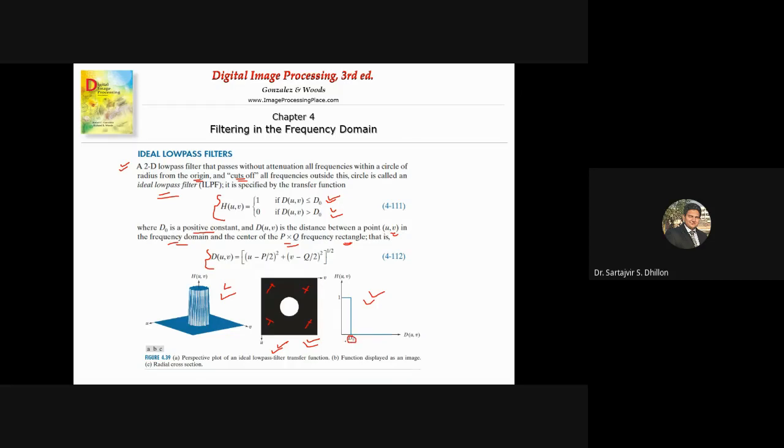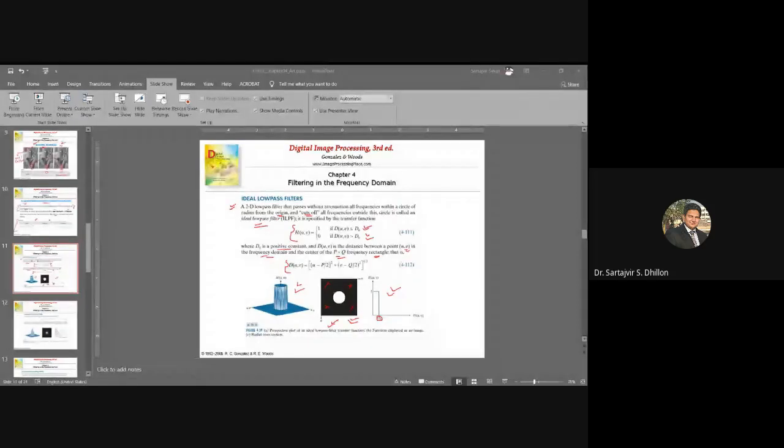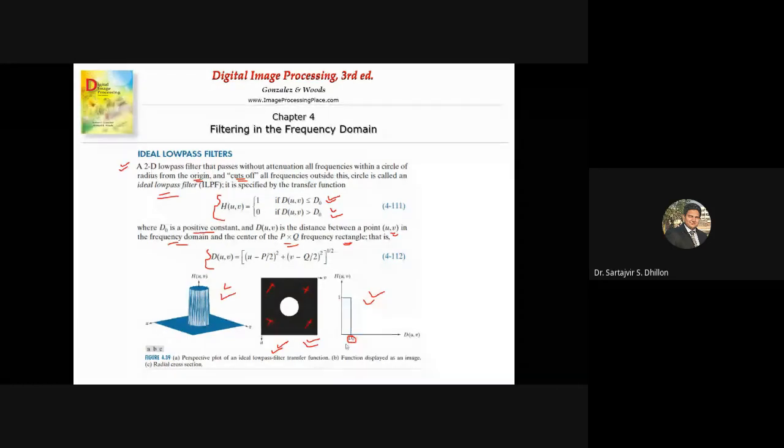So the main role in these filters is played by D naught, the cutoff frequency, which decides beyond what frequencies the frequencies will be allowed and rejected.